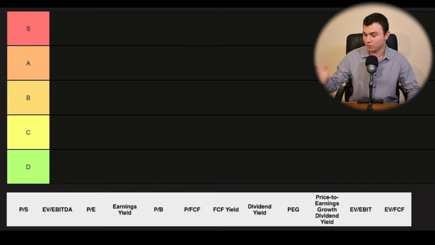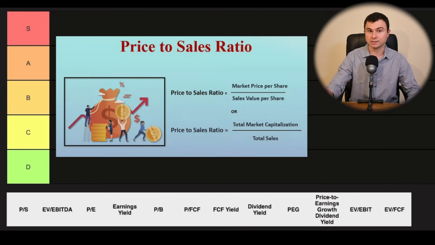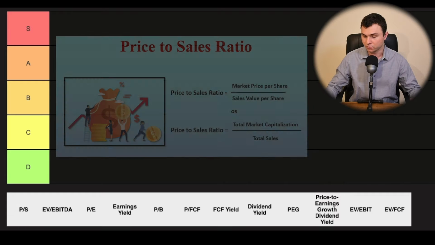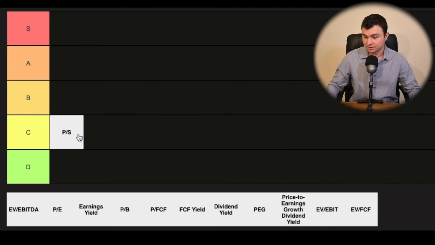And let's start with our tier list. And the first valuation ratio is the price to sales. For this ratio, you divide the stock price by the revenue of the company. So it's a valuation about the revenue. And I will put it directly in the C tier.